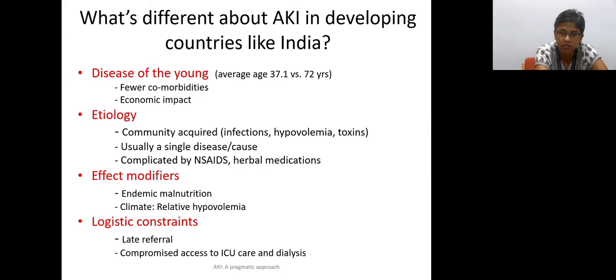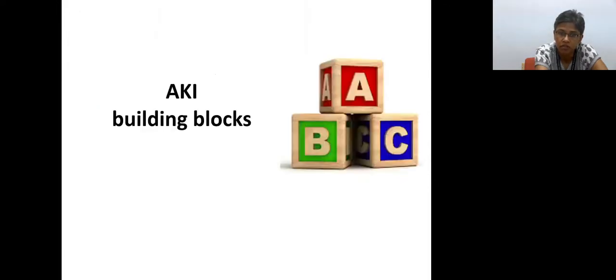There are also logistic constraints. We often see patients reaching us too late, and as a result, having a more severe AKI than they would have had if they had reached us earlier. And also, in many parts of India, access to ICU care and dialysis is compromised.